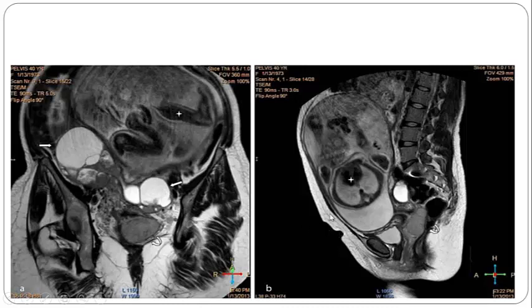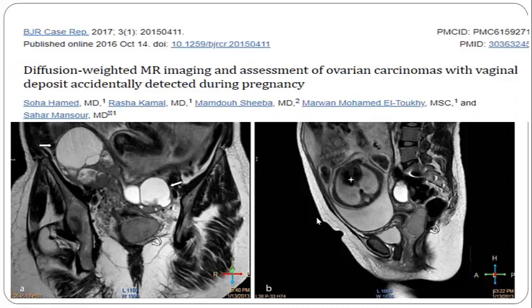She delivered, of course, because she's 38 weeks, and the lung here in the fetal MR is well developed. So they delivered the case, and then on biopsy of this lesion, it was metastatic from the ovarian malignant lesion, and we published it as a case report in the British Journal of Radiology. This is the role of diffusion weighted image, because in this case we cannot inject gadolinium, so we depend on the diffusion weighted image in the assessment of ovarian carcinoma with vaginal metastasis accidentally detected during pregnancy.